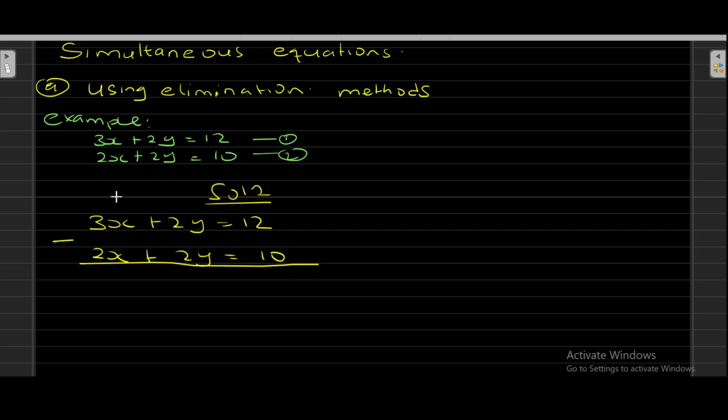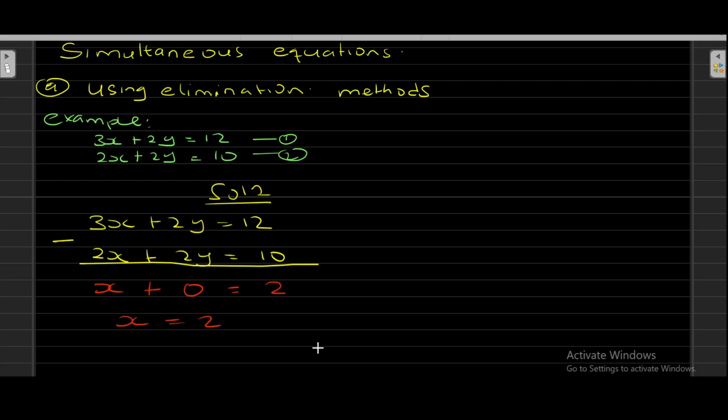If I try to subtract in this case, 3x minus 2x, I will have x, and then plus 2y minus 2y to be 0, is equal to 12 minus 10, to give us 2. That implies that our x is equal to 2.